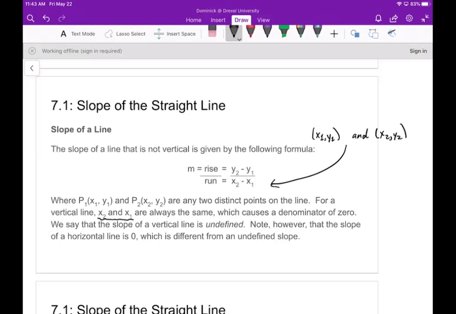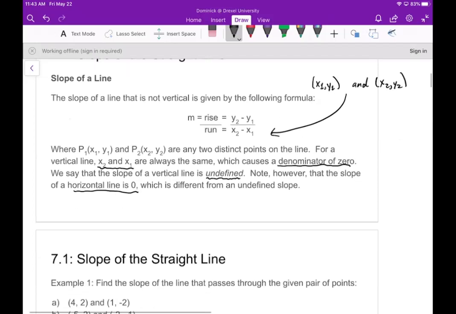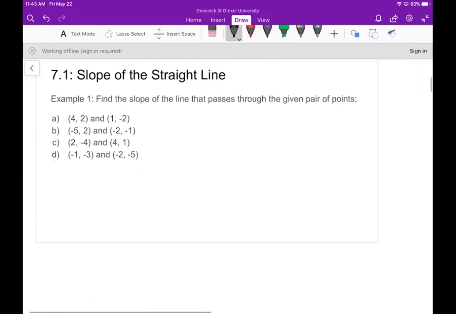Right? Now, one thing that you would need to keep in mind is that if x2 and x1 are the same, that's going to cause your denominator to be 0. All right. Now, if your denominator is 0, we say that that slope is undefined. However, if you have a horizontal line, that means that your y coordinates are the same and you would get 0 on the top, but that's okay. And that's just 0, right? So if you have a horizontal line, that would be 0. All right, so we're going to do a couple of examples of that.